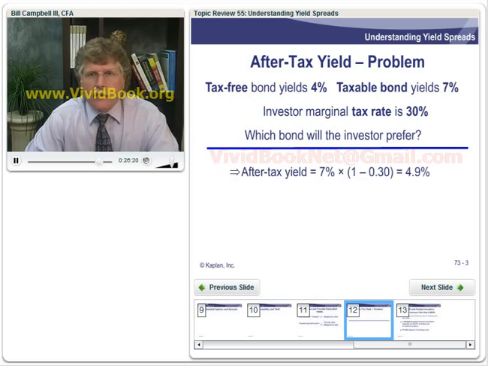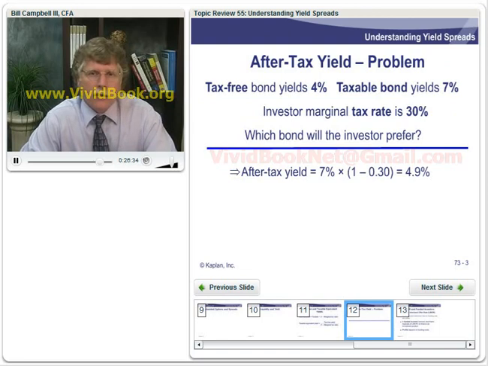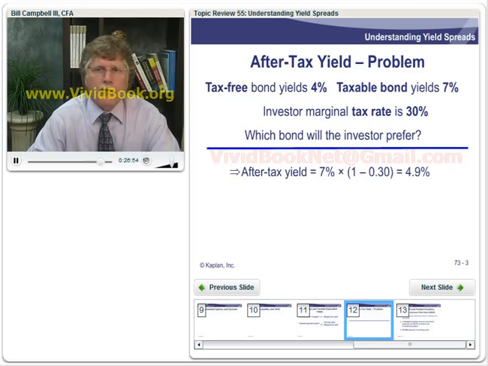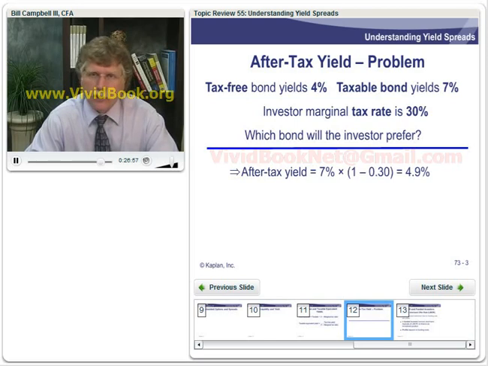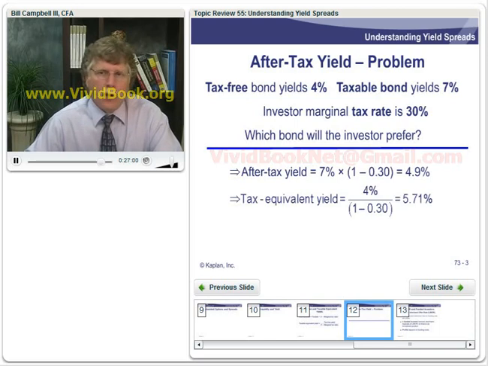Our after-tax yield on the taxable bond, we take 7%, the taxable yield, and we multiply it by 1 minus 0.3, 1 minus the marginal tax rate. So for every dollar that he gets in taxable yield, he's going to get to keep only 70 cents, 0.7, 1 minus 0.3. So if he has a 7% taxable yield times 0.7, he gets a 4.9% after-tax yield. The tax-free bond is paying him only 4%.